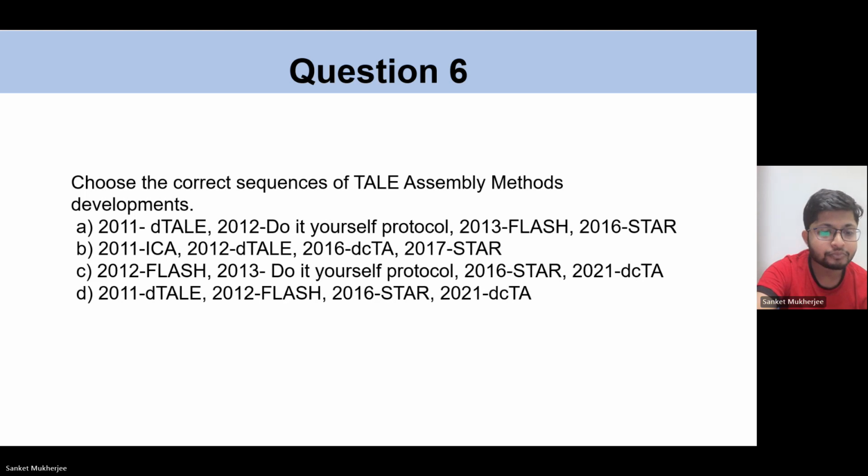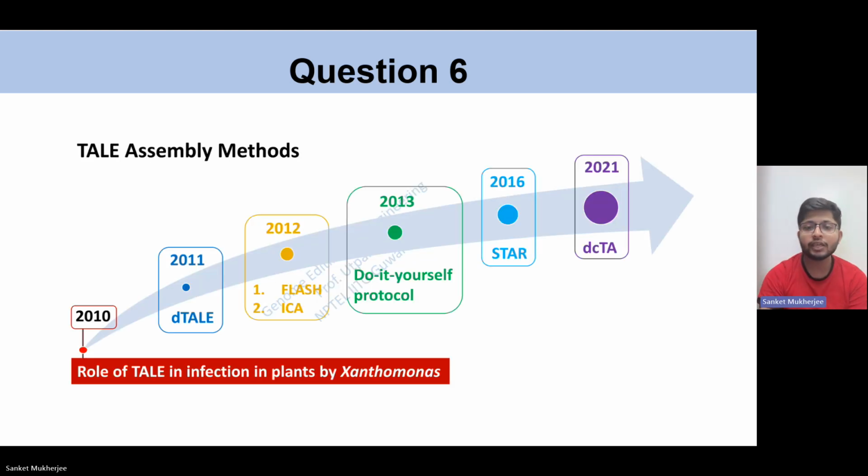Coming to the way it was discovered, in 2010 the role of TAL was first discovered in the plant pathogen Xanthomonas, and then in 2011, DETAIL was discovered, after which FLASH and ICA were discovered in 2012. In 2013, the Do It Yourself protocol was formulated. In 2016, STAR was formulated, and the latest one is DCTA in 2021.